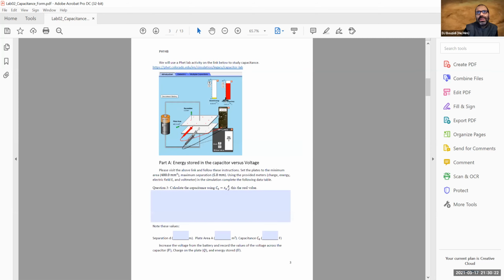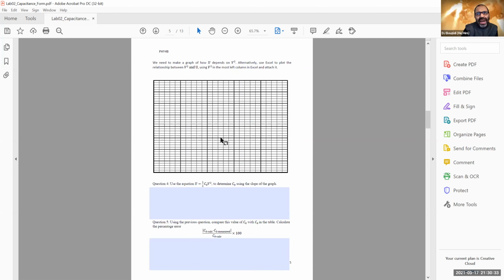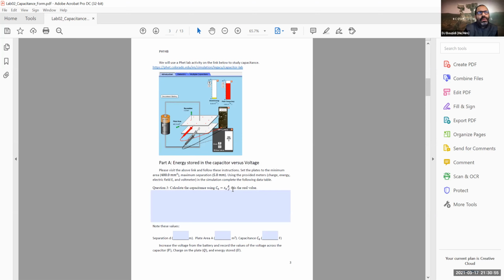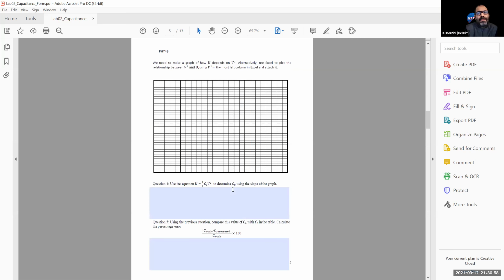This is actually the calculated C naught. So now when you measure this value, it's going to be a new C, not necessarily that of C naught. So use this equation to determine C using the slope. Now you have a different value for the capacitance that's coming from this slope, coming from this line. You're going to find the error by comparing this measured C versus what you calculated in question 3. Make sense? This is going to be a percentage error.